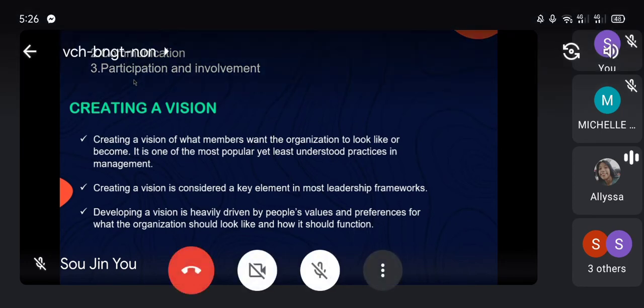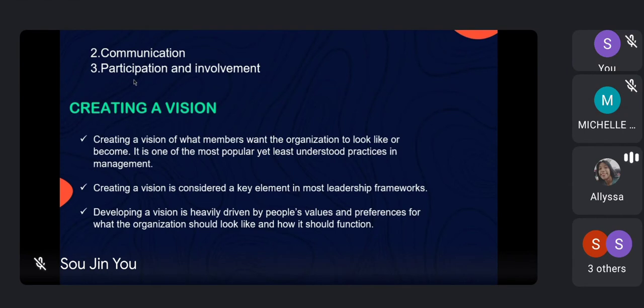So, creating vision. It's a vision of what members want the organization to look like or become. It is one of the most popular yet least understood practices in management. Creating a vision is considered a key element in most leadership frameworks. Developing a vision is heavily driven by people's values and preference for what the organization should look like and how it should function.